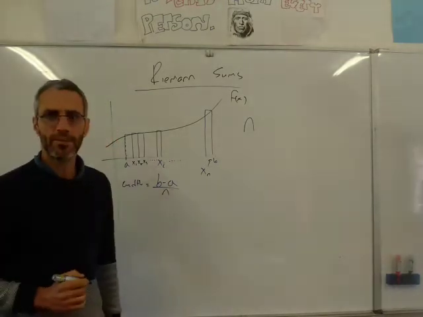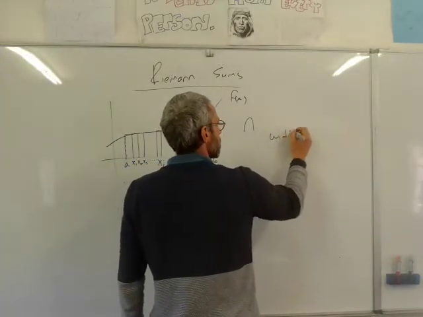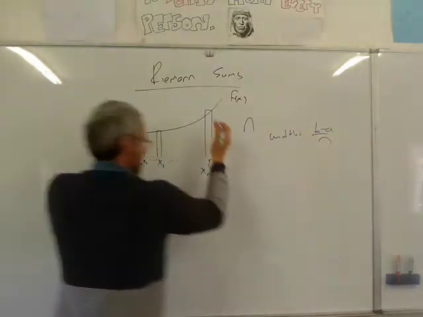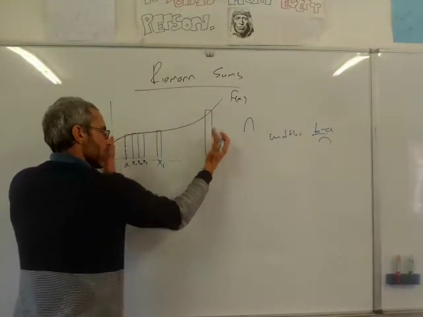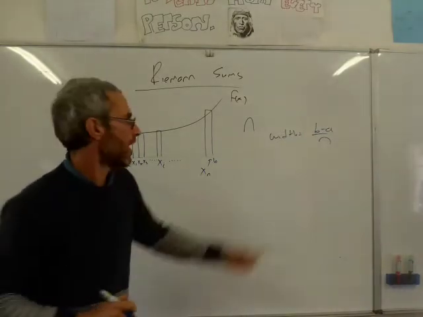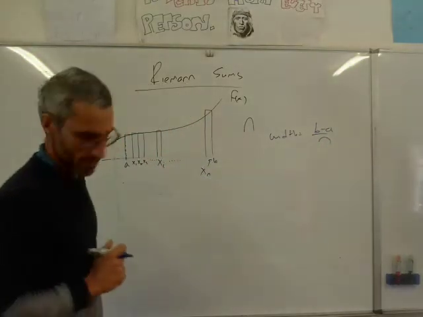N. Let me just write it down here. So the width of the block is going to be b minus a divided by n, all that length divided by the number of blocks that I have, n. And as you can see, the more blocks I have, the higher n, the narrower they're going to be.